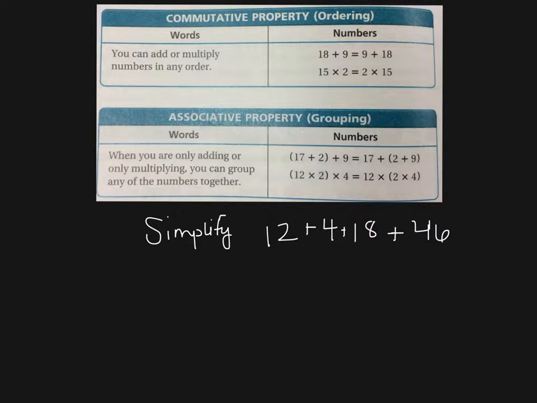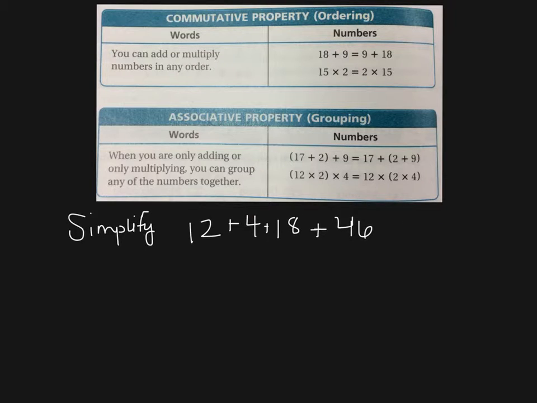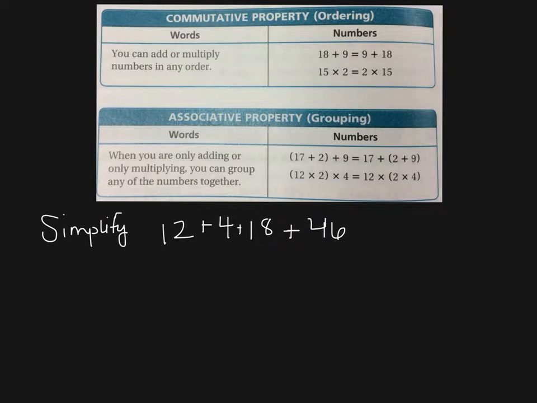Here are the words of the commutative property, and it with numbers showing what it is. Now here it's asking us to simplify this problem here. It says 12 plus 4 plus 18 plus 46. Okay, so what I'm first going to do is I'm going to say, are there any numbers that can go together that will make a 10? And when I say 10, I don't mean necessarily 10. I mean, could I make a 20? Could I make a 30? Could I make a 40?